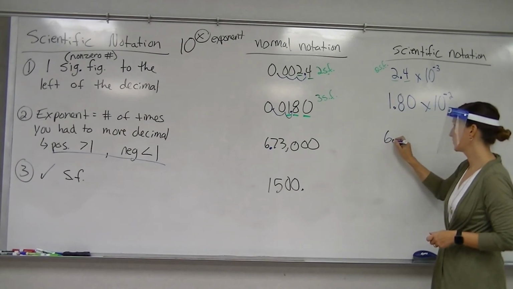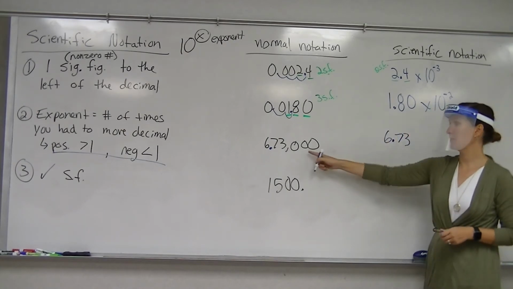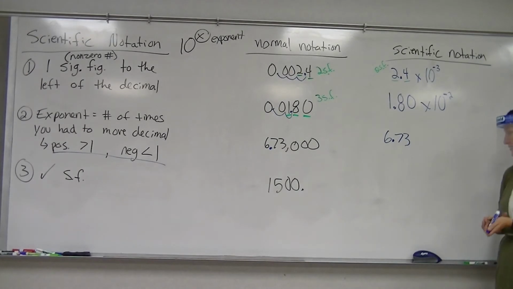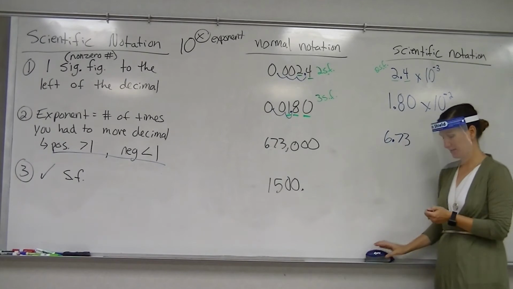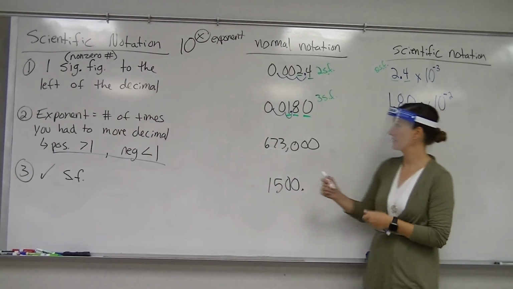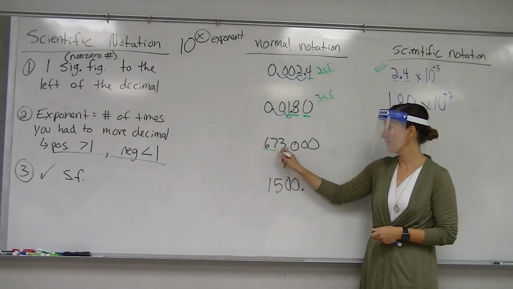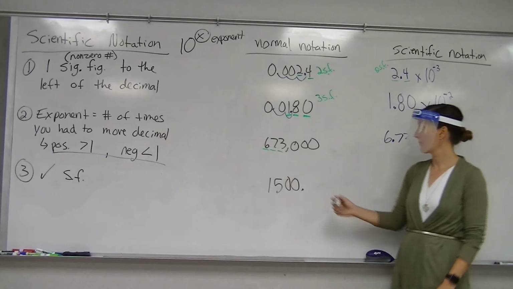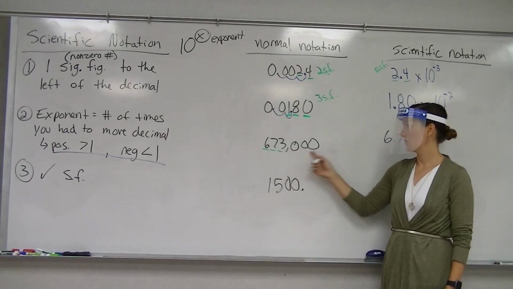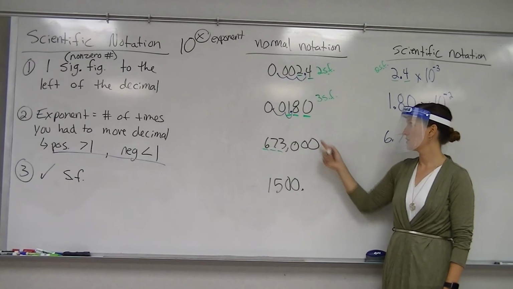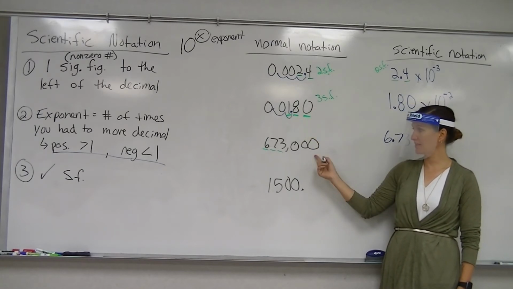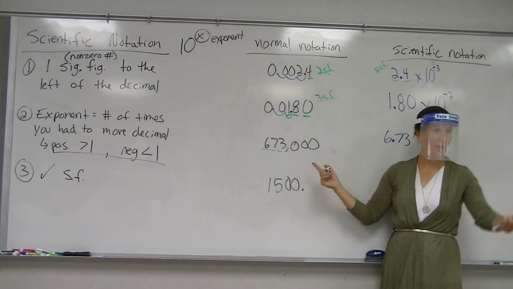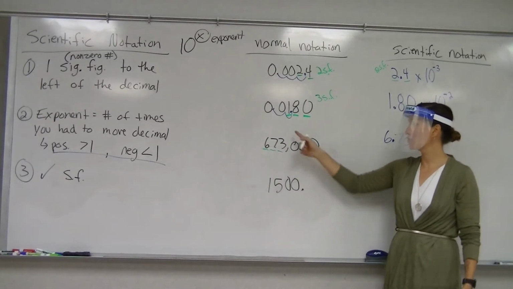So 6.73. Do you think I'm going to include those zeros? So let's look at the number before I put a decimal point in there. Okay, let's count our sig figs. We know the 6 and 7 and 3 count because they're not zeros. This time, do those zeros count? So up here, this 0 counted because there's a decimal point. Is there a decimal point down here? It's a comma, so it's not a decimal. So these zeros do not count.